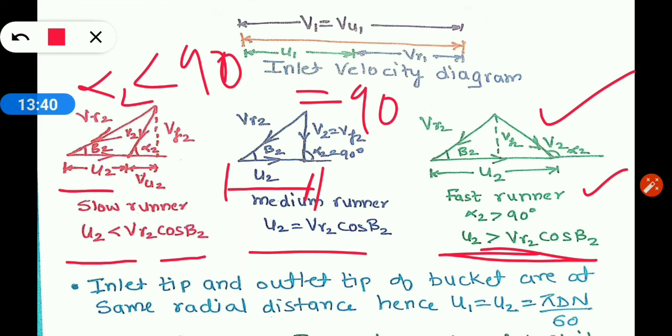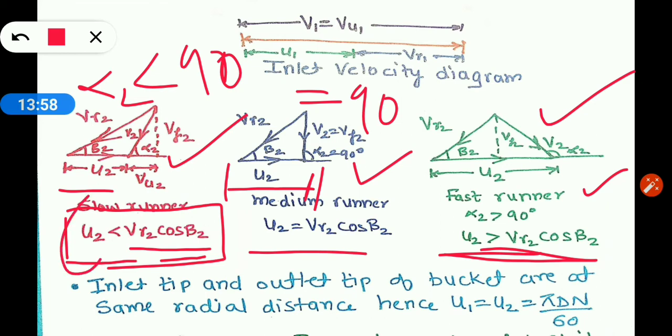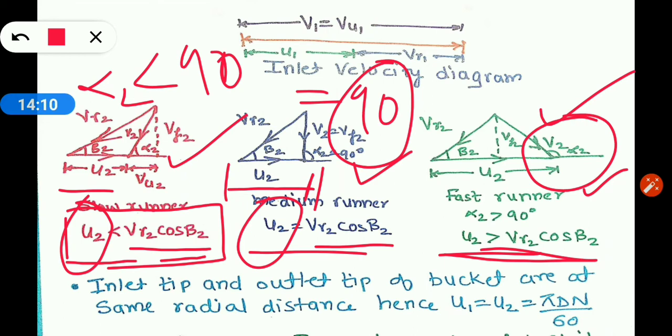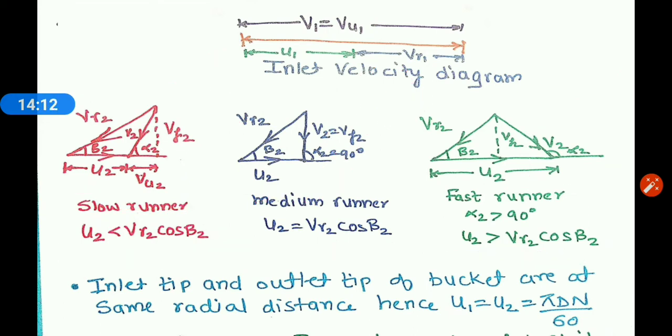Now we have chosen this one. We can do analysis with the help of this also and this also, depending upon the numerical, depending upon the situation. This is the best way to judge what the angle should be. You just calculate U2 and find out VR2 cos beta 2. If U2 is lower, then alpha 2 will be less than 90 degree. If U2 and VR2 cos beta 2 are the same, then alpha 2 is equal to 90 degree. And if U2 is greater than VR2 cos beta 2, then alpha 2 has to be greater than 90 degree. So our velocity triangle depends upon this comparison.